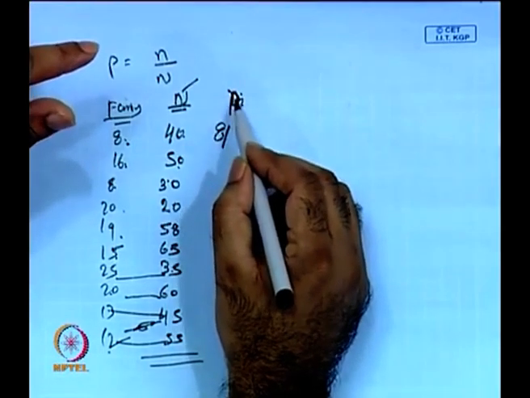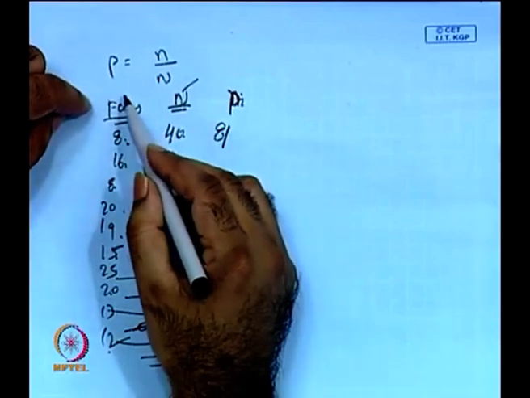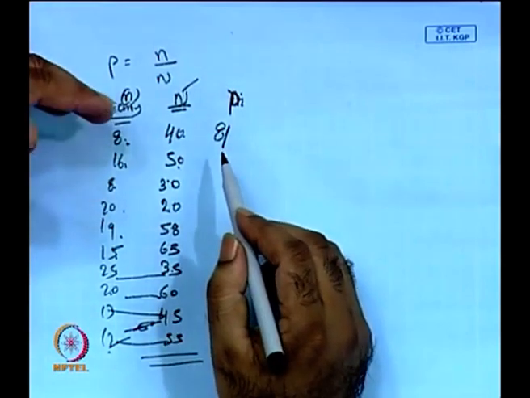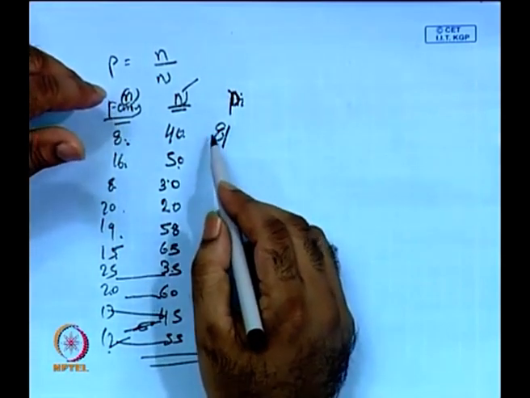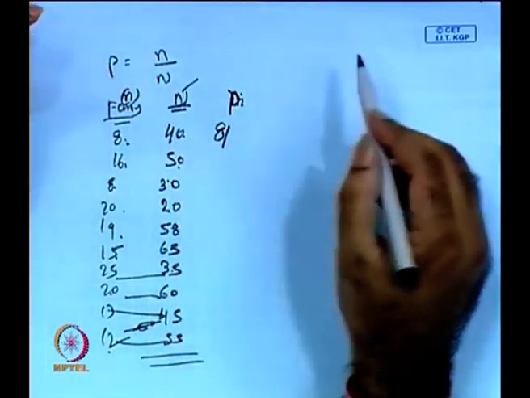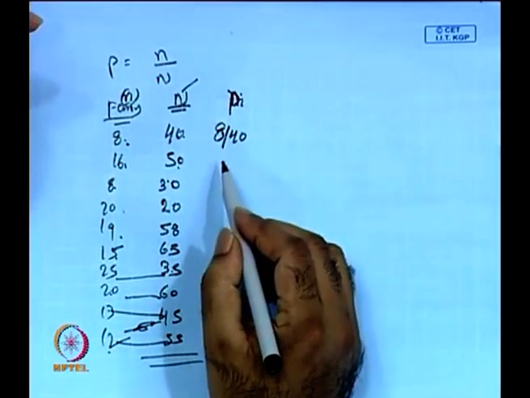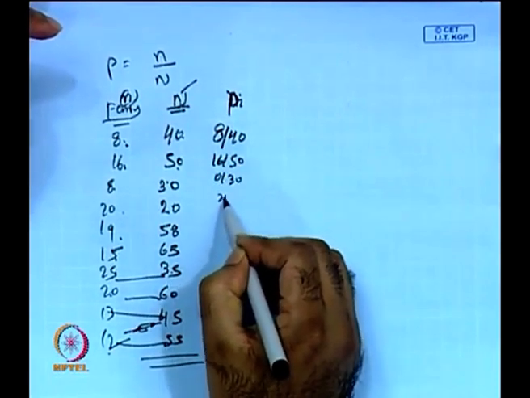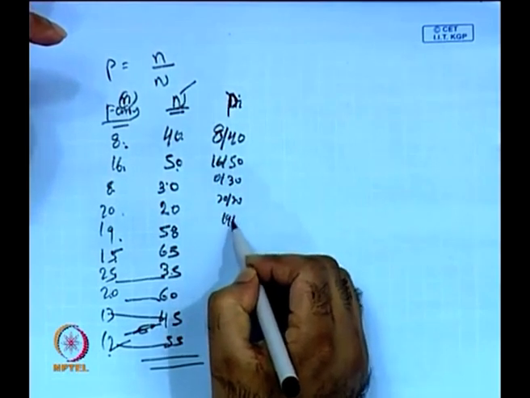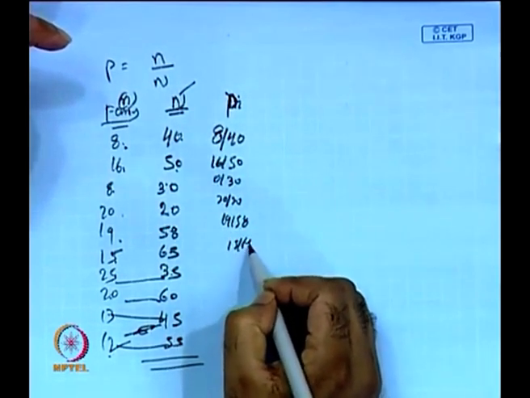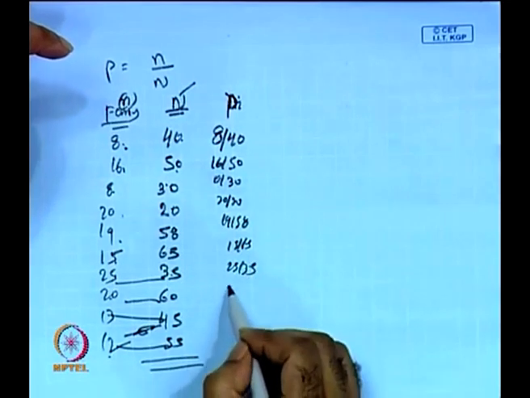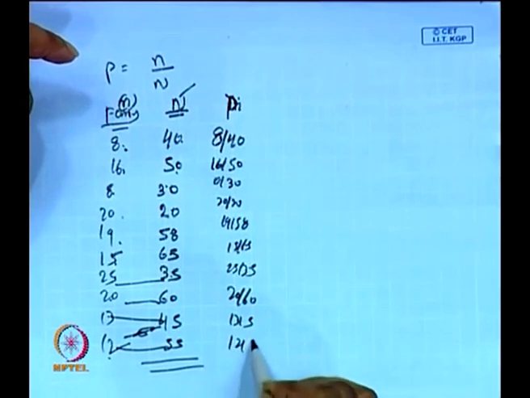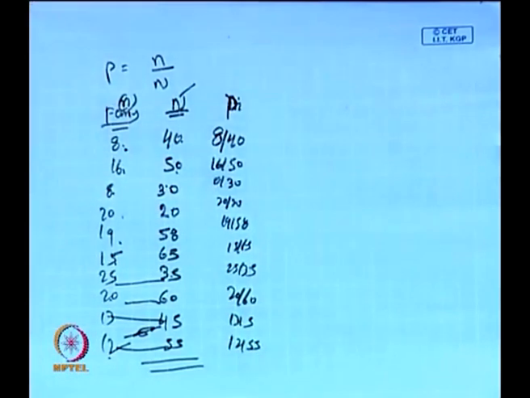Otherwise, we call it p_i equals n by N. This is small n, and this is capital N, okay. So then 40 households are there, so 8 by 40, okay. So this is how you have to find out: 8 by 40, then 16 by 50, then 8 by 30, then 20 by 20, then 19 by 50, 15 by 65, then 25 by 35, then 20 by 60, then 13 by 45, then 12 by 55. Okay, so this is how you have to transform this data.